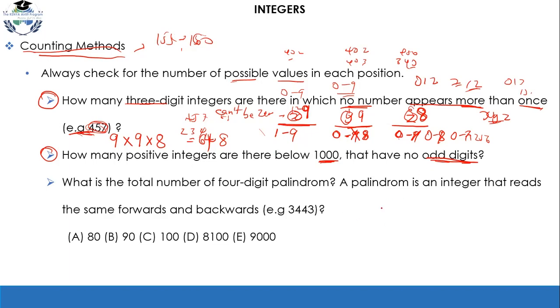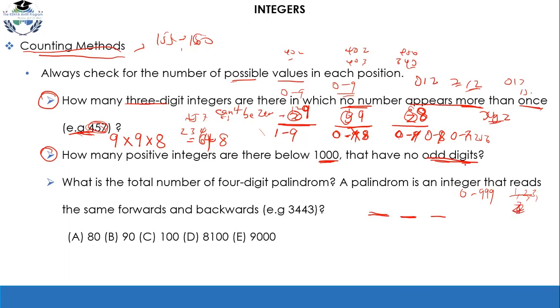So let's do it together. Again, how many positive integers are there below 1000? Shadrach is saying 100, Richard Moore is saying 100. Okay, so below 1,000, meaning it can be 3 digits and it can be 2 digits, right? So anything from 0 to 999 can be an option here. You can have one digit, two digits, up to 3 digits.